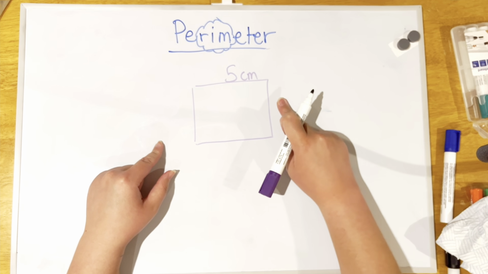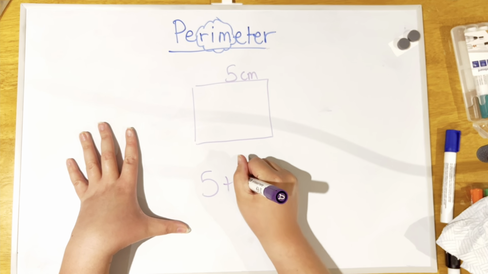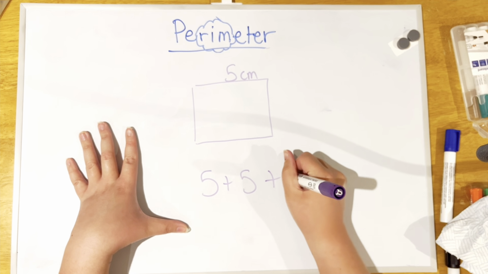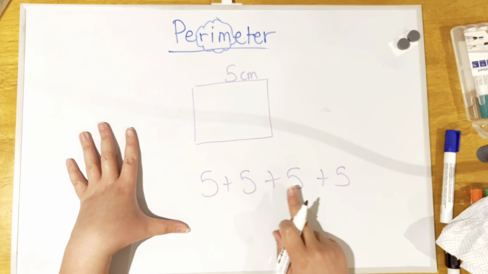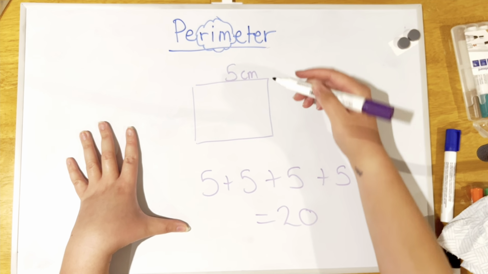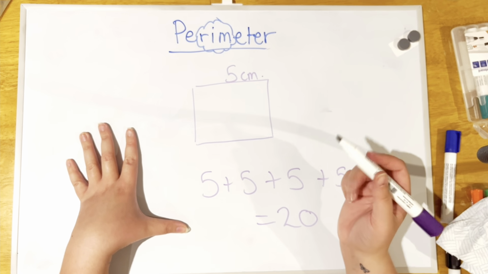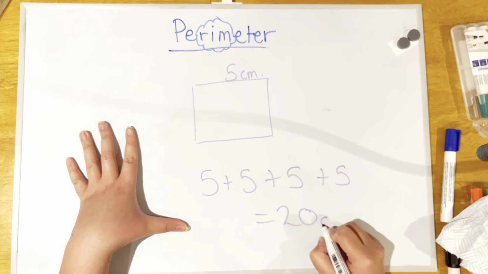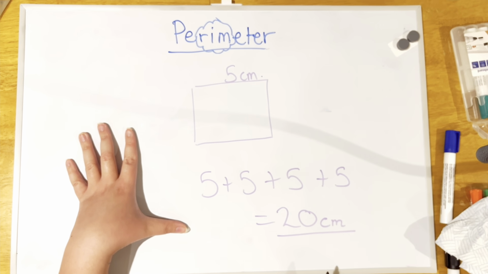So that's 5 plus 5 plus 5 plus 5. 5, 10, 15, 20. Then it equals 20. What must I remember to do when I'm looking at shape and adding to work out my perimeter? I must add my units in. So this one was centimetres.